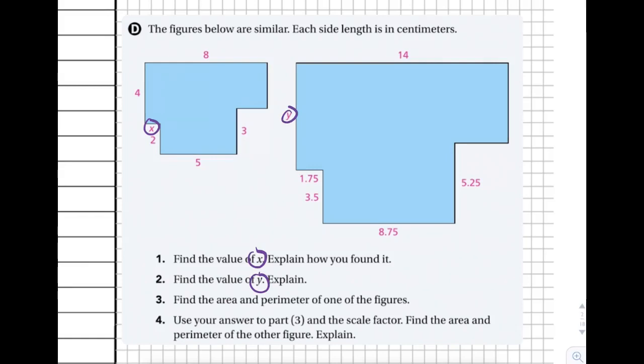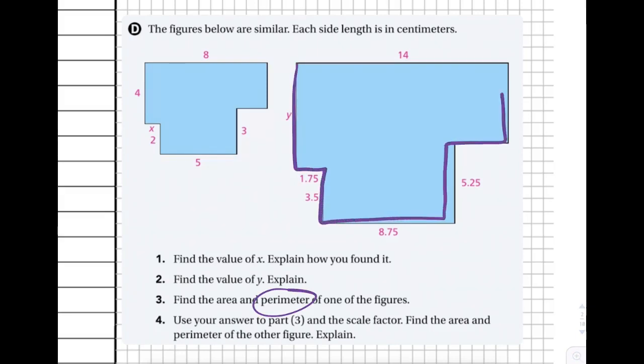Okay. We also need to find the perimeter. Okay, that's the distance around. How long is this plus this plus this one and this one and this one and this one and this one. Okay, and for the big one and the small one, because it asks for it twice, let's find the area and perimeter of the other figure.